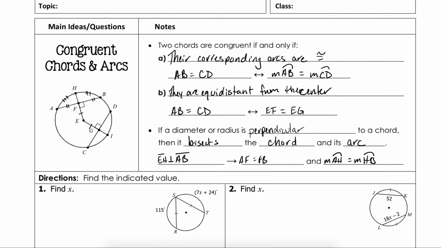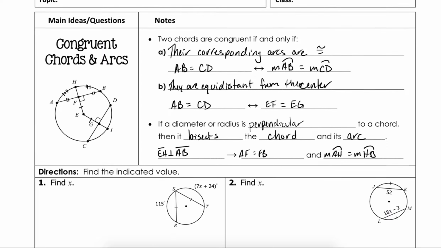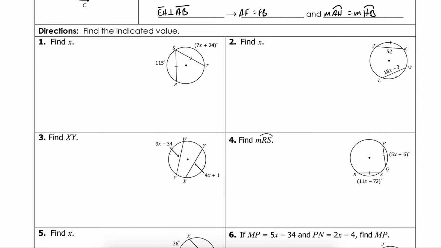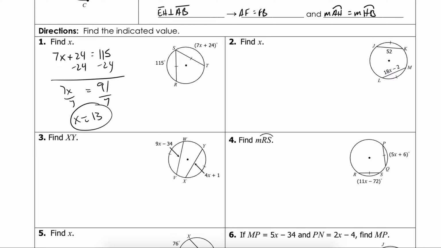All right, let's use this information to do some math here. Okay, so first thing we're just going to do is to find x. See how the chords are equal? Since the chords are equal, that means the arcs have to be equal. So you set them equal to each other. 7x plus 24 equals 115. And then we'll solve that. Subtract 24 to get 7x equals 91. Divide by 7, x equals 13. Done.